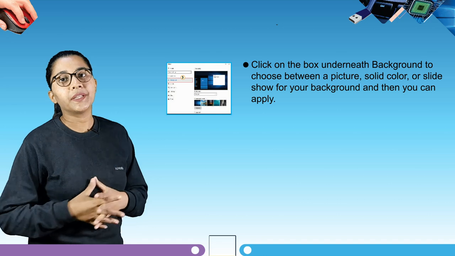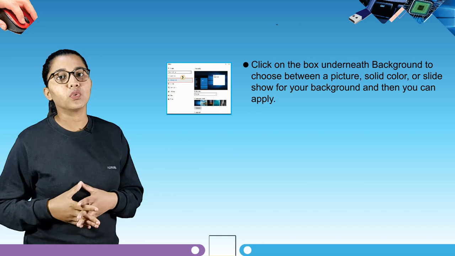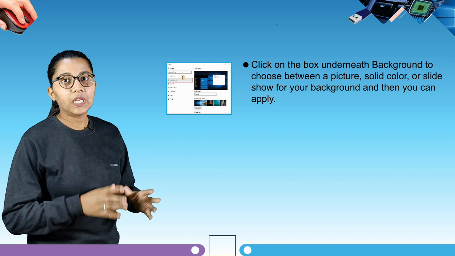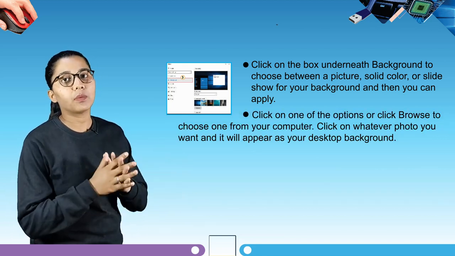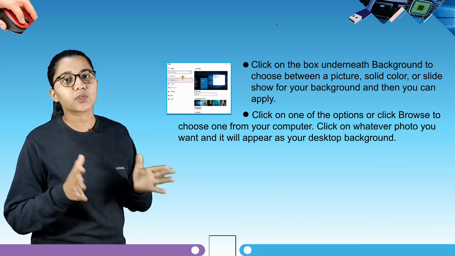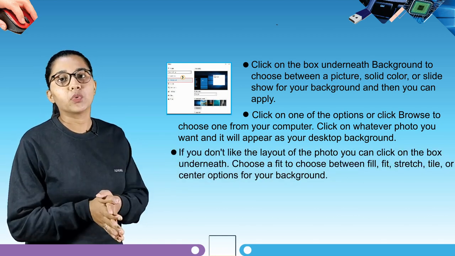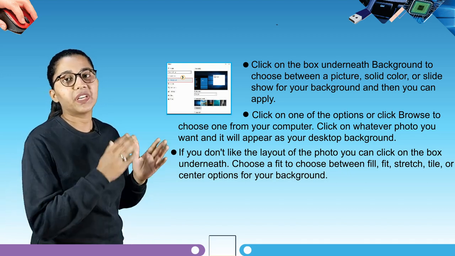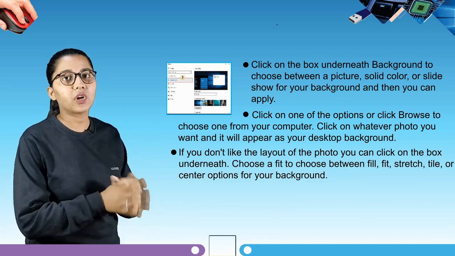Click on the box underneath Background to choose between a picture, solid color or slideshow for your background, and then you can apply. Now, click on one of the options or click Browse to choose one from your computer. Click on whatever photo you want and it will appear as your desktop background. If you don't like the layout of the photo, you can click on the box underneath Choose a fit to choose between fill, fit, stretch, tile or center for your background.